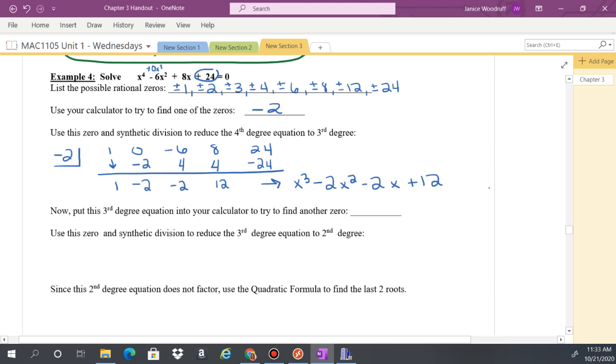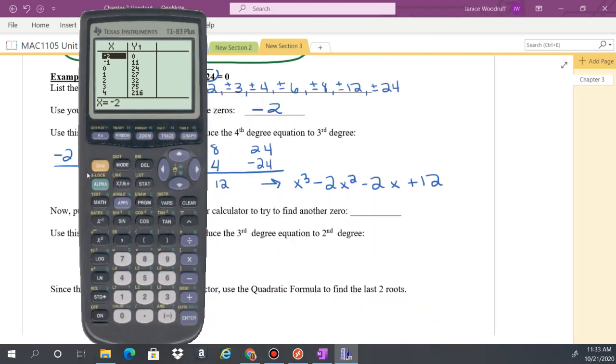So now I have a cubic function. So now what I'm going to do is put the 3rd degree equation in my calculator, and try to find another rational zero. So I'm going to go to y equals, so x cubed minus 2x squared minus 2x plus 12. Then I'm going to hit graph. Okay, what's that zero? Look at my table.